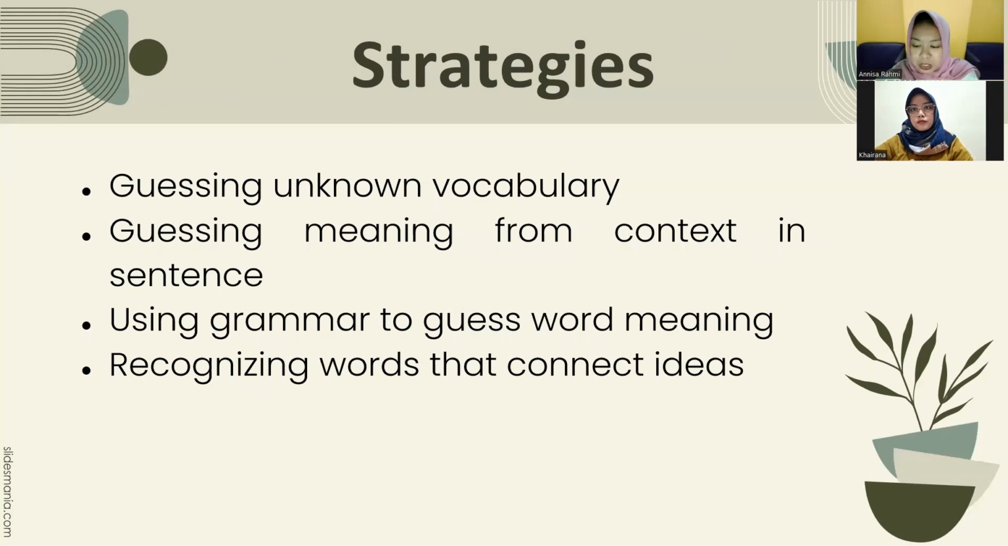So what if in the reading comprehension we find unfamiliar words we haven't seen before? We can ask our teacher or our friends, especially since we are prohibited from looking up the meaning in the dictionary. So here are some strategies that we can use and we are going to explain today. The first strategy is guessing unknown vocabulary, and then guessing meaning from context in the sentence, and then using grammar to guess word meaning. And the last one is recognizing words that connect the ideas. We will break down every strategy one by one.